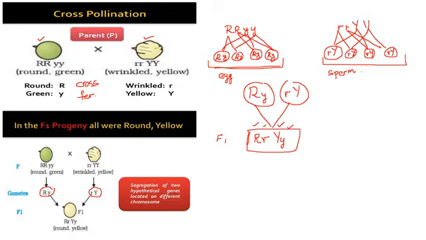So what will be the phenotype? Phenotype, that is physical appearance, because we have R that is round, which is dominant, and yellow, which is also dominant, right? So the dominant character is going to express itself in the progeny, according to the law of dominance. So I am getting all the plants which have round and yellow seeds. So this is the result of the F1 generation. All the seeds were round and yellow.